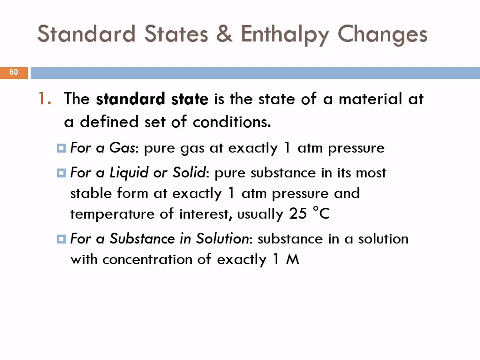What does that mean? The standard state is a state of material at a defined set of conditions. So for a gas, the standard state is the pure gas at exactly one atmosphere of pressure. For a liquid or a solid, standard state is the pure substance in its most stable form at exactly one atmosphere of pressure and the temperature of interest, which is usually 25 degrees Celsius. If you have a substance that's in solution, sodium chloride dissolved in water, the standard state is the substance in solution with a concentration of exactly 1 mole per liter. Now, not all substances can be in that high concentration, but that's the point of reference.